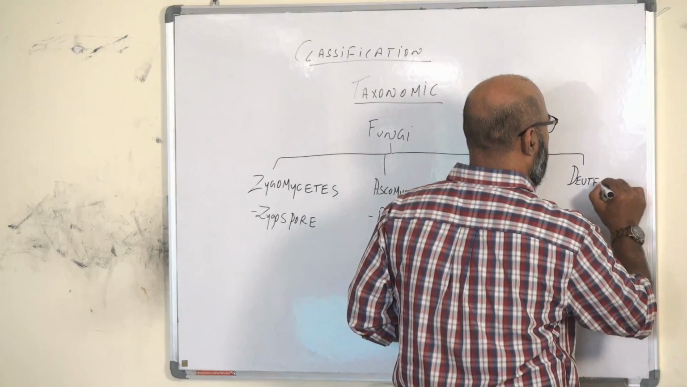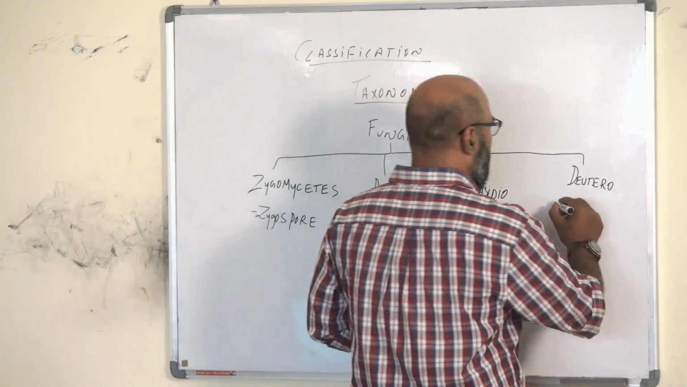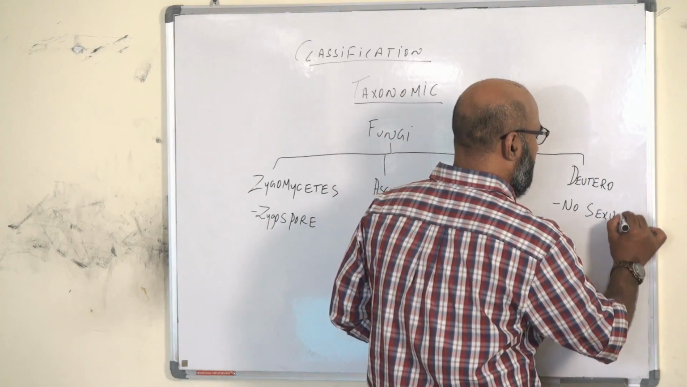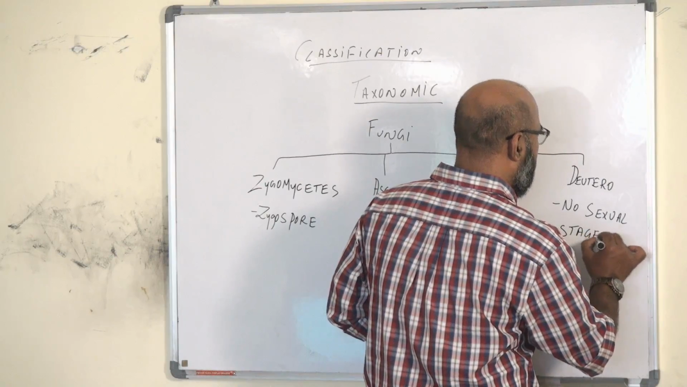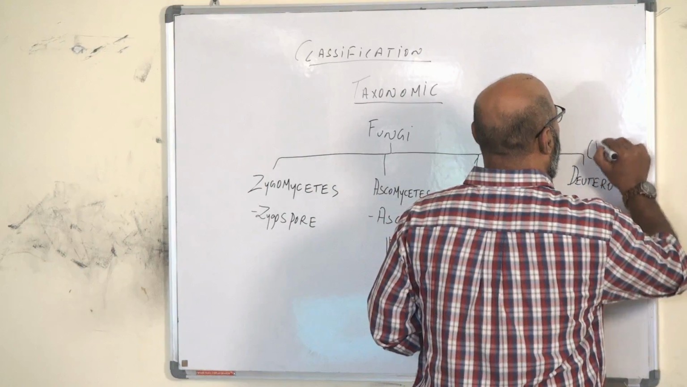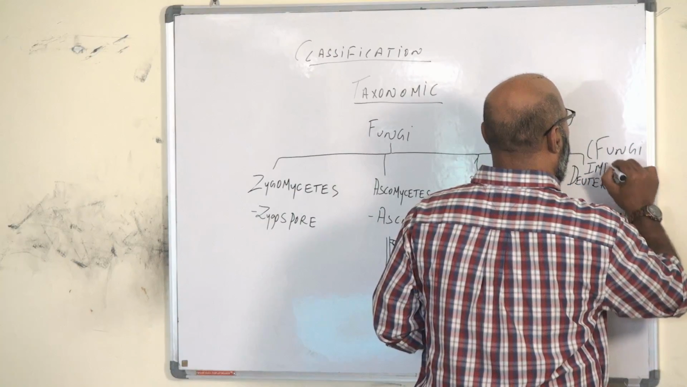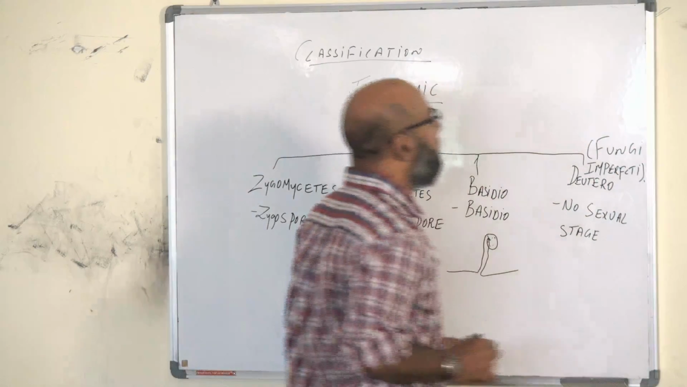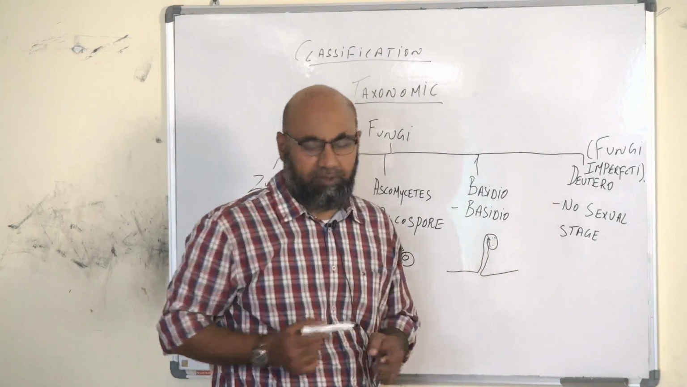deuteromycetes. And what is the sexual spore here? There is no sexual spore here. No sexual stage, no sexual spore. This is called the deuteromycetes, also known as fungi imperfecti. Okay, fungi imperfecti, the deuteromycetes.